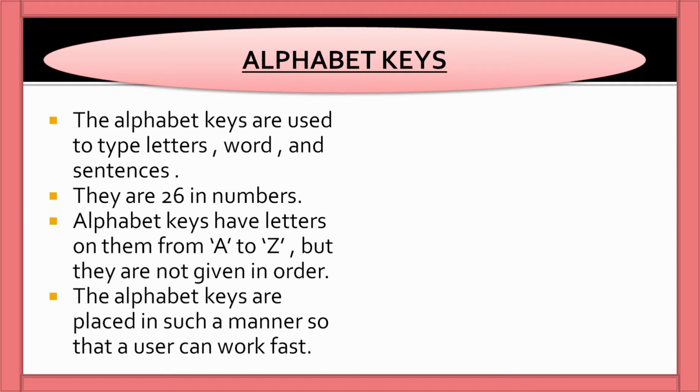So first one is alphabet keys. Alphabet keys are used to type letters, words and sentences. In English we have 26 alphabets, so alphabet keys are 26 in number. Alphabet keys have letters on them from A to Z.